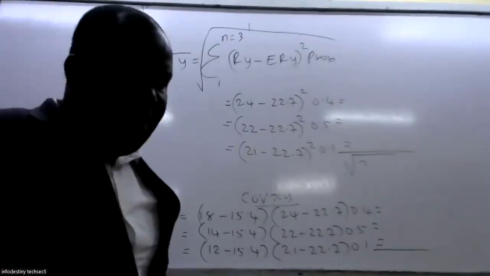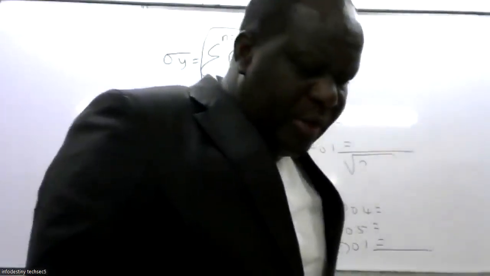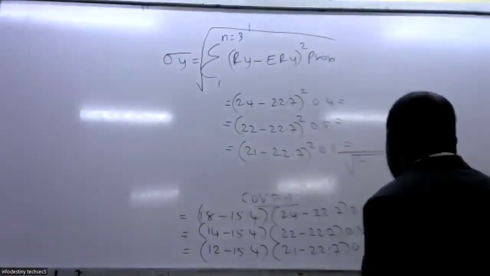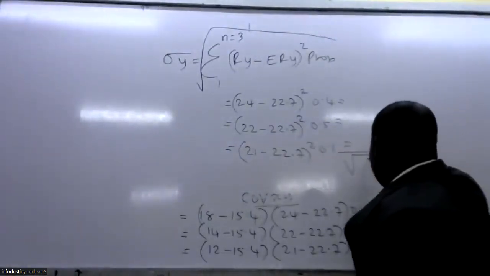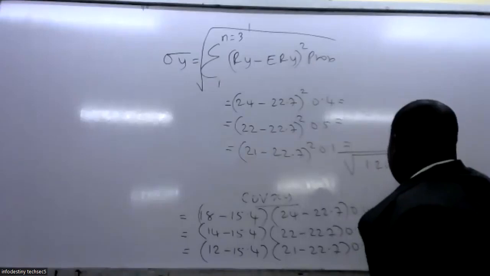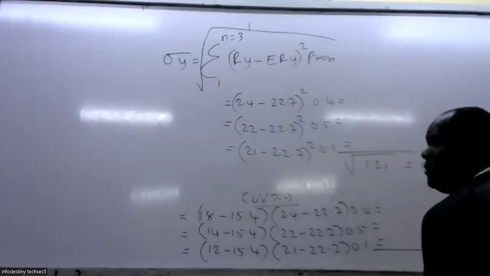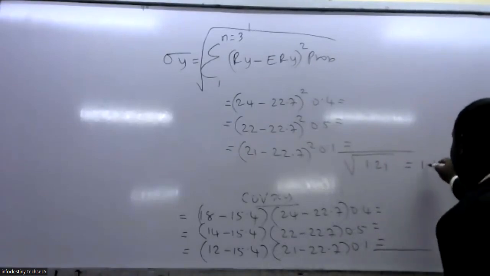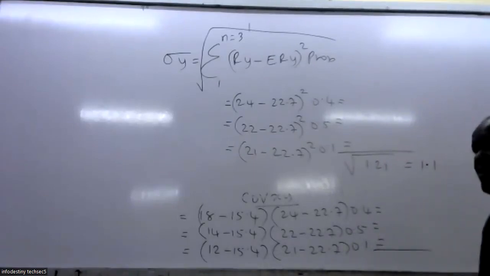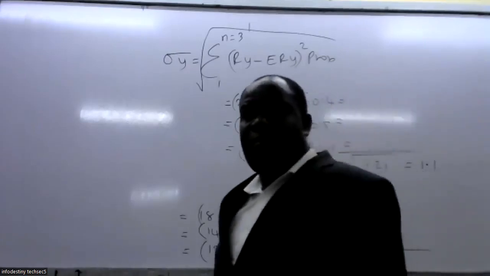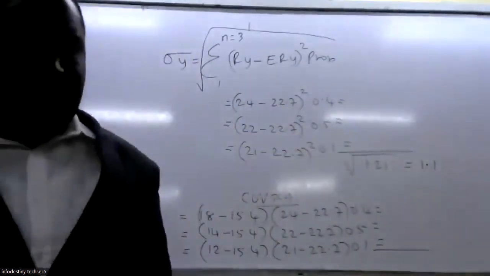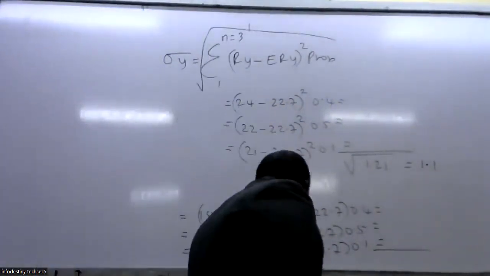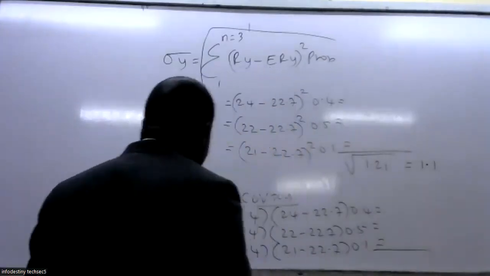So from my side, when you add them together, you will get 1.21. When you get the square root, it will simply be 1.1. So once we have done that, we can now go back and compute the correlation coefficient.